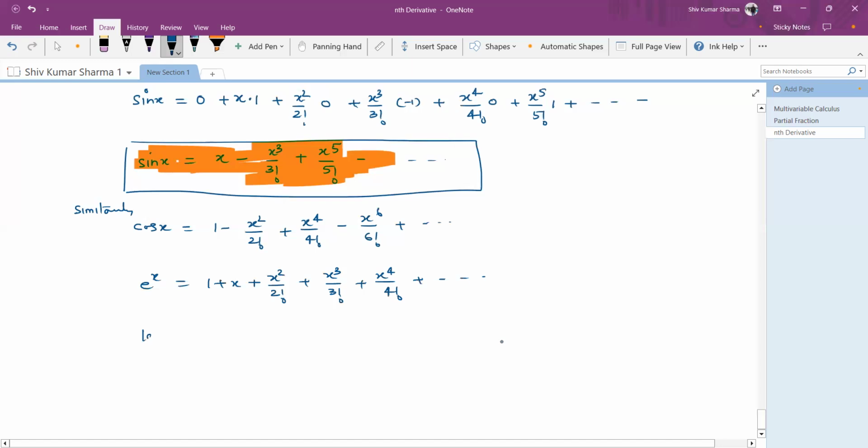Also, you can remember the expansion of tan x. So what is the expansion of tan x? Expansion of tan x is x plus x cube upon 3 plus 2 x raised to the power 5 upon 15 plus and so on. Okay, so try to solve these questions.